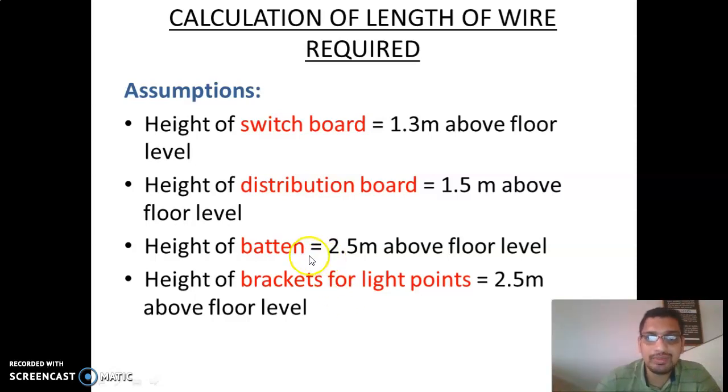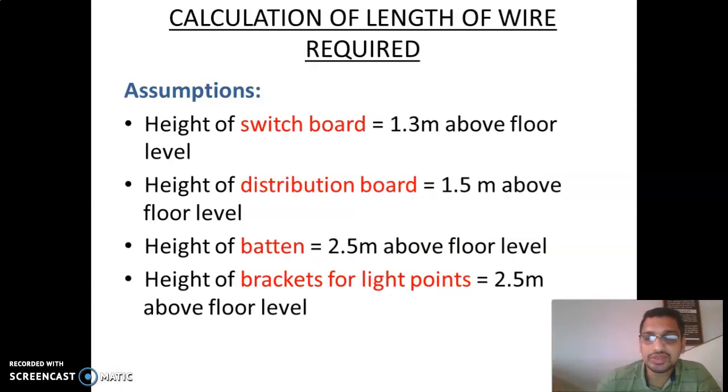The batten, or conduit, is a concealed tube that carries the wire. The height of the batten is 2.5 meter above the floor level, which means normally we lay or fix the batten or conduit along the wall at a height of 2.5 meter.